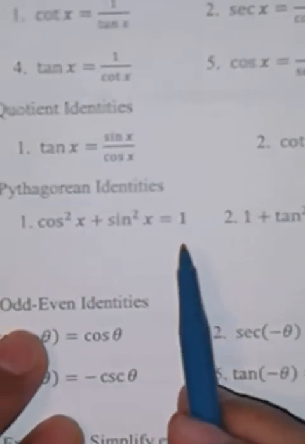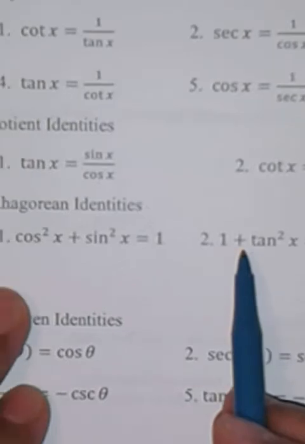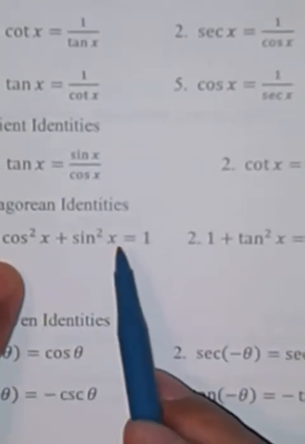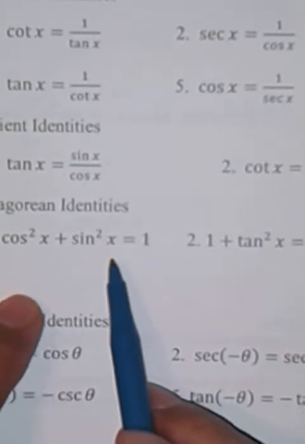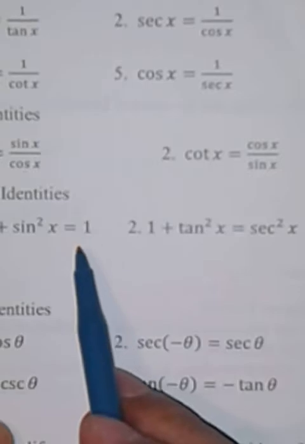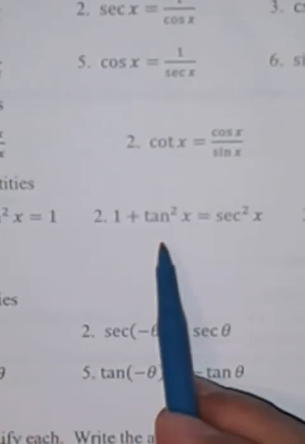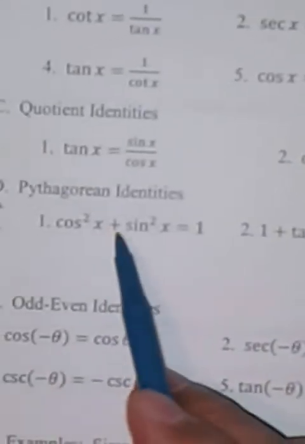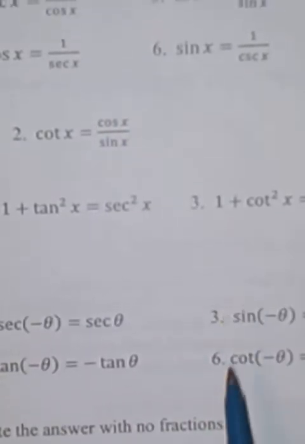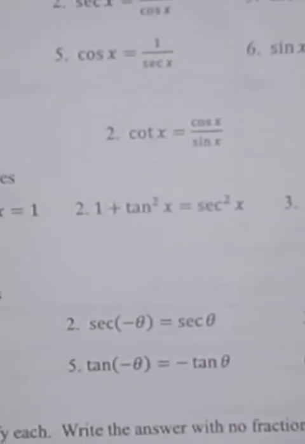And then from there, if we were to divide through by cosine squared, I'd have cosine squared over cosine squared, which is 1, plus sine squared over cosine squared, which is tangent squared x, equals 1 over cosine squared, which is secant squared x. And that's the second one. And if I go back to the first one, cosine squared plus sine squared equals 1, and divide by sine squared, I would get 1 plus cotangent squared equals cosecant squared, which is the third one listed there.